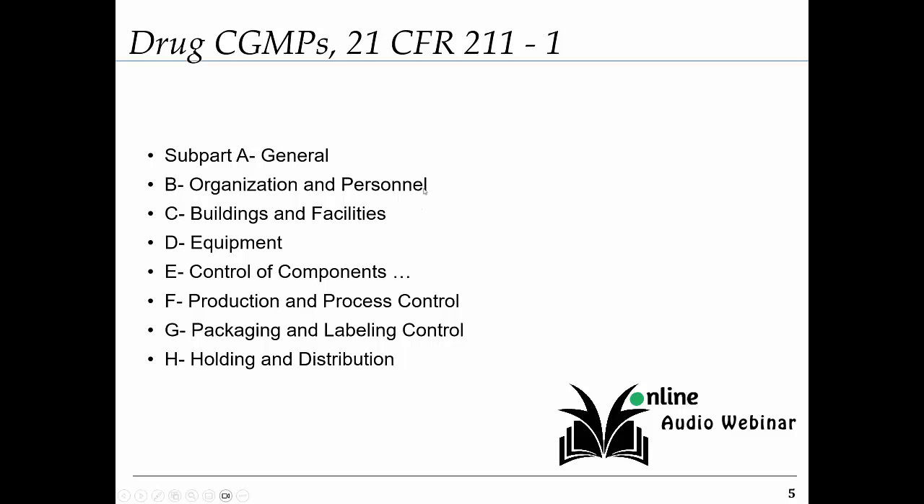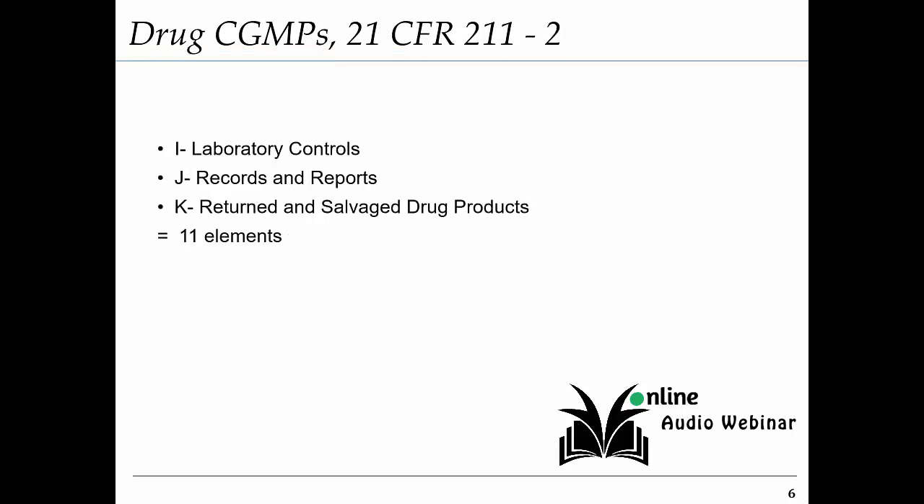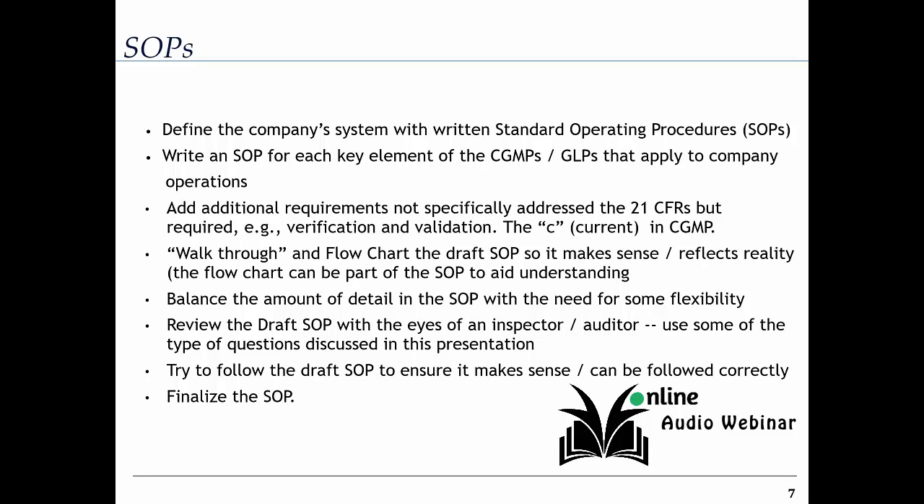We have two slides here emphasizing the key subparts of the GMPs for drugs. And of course, holding has to do with the environment. The GMPs are the law. That's what's published by the Congress under the FDA's guidance. That's just some of the points involved with SOPs.